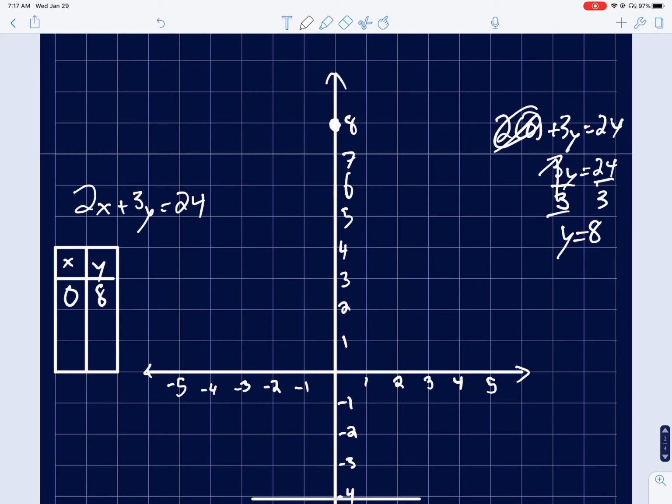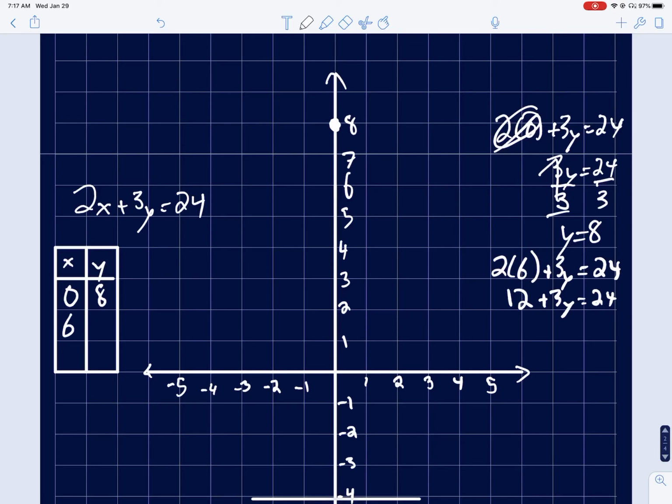It doesn't matter what your other point is. It's best if you choose something that's going to be easy for you to graph. So a 3 or a 6 would probably be ideal here, just because when you divide by 3, it's going to end up being even. So let's just plug in 6, since that would be different from the one we had above. So 2 times 6 plus 3y equals 24. This is 12 plus 3y equals 24.